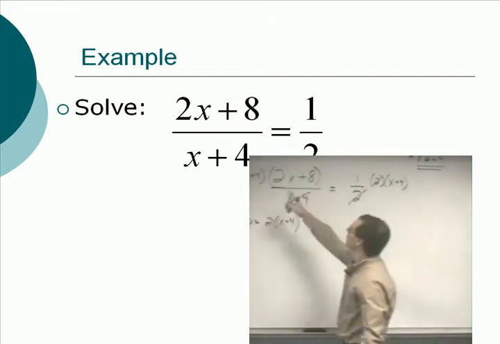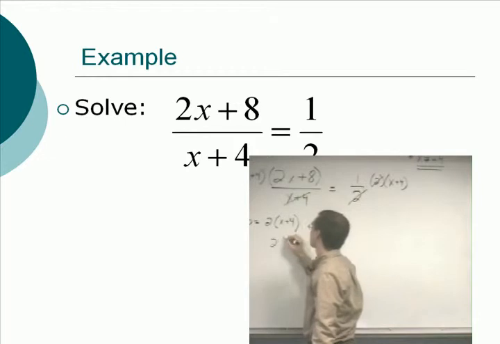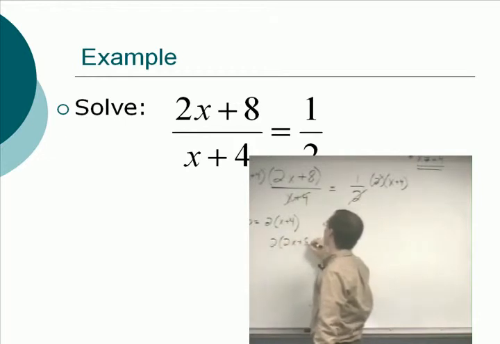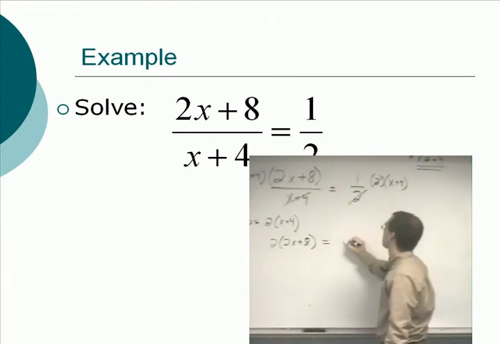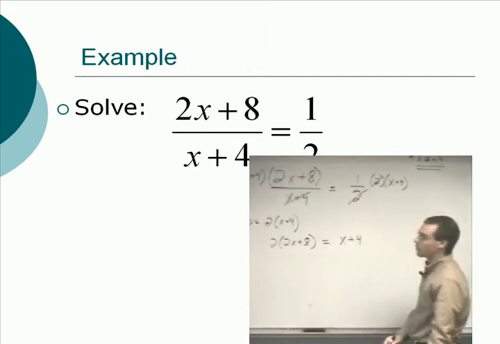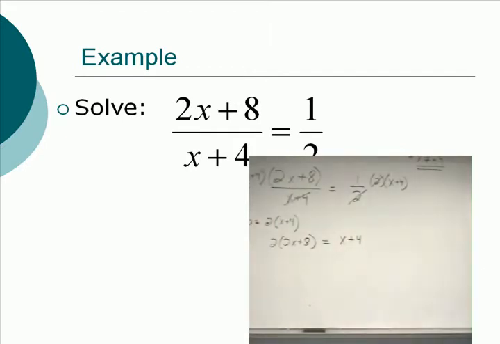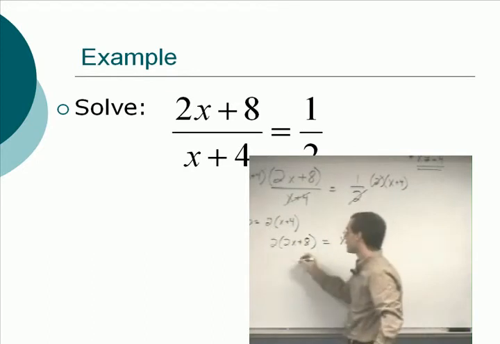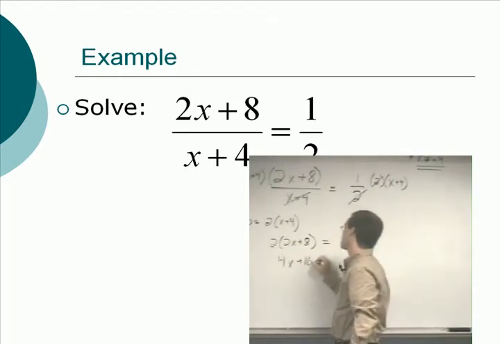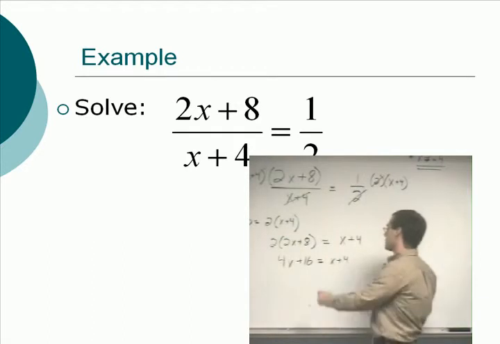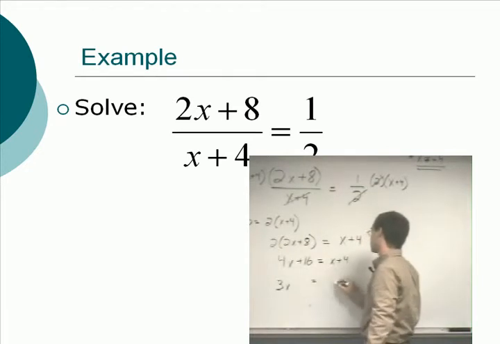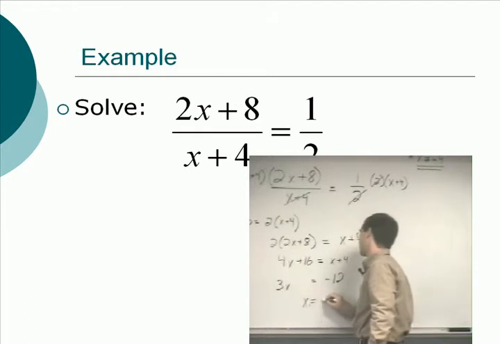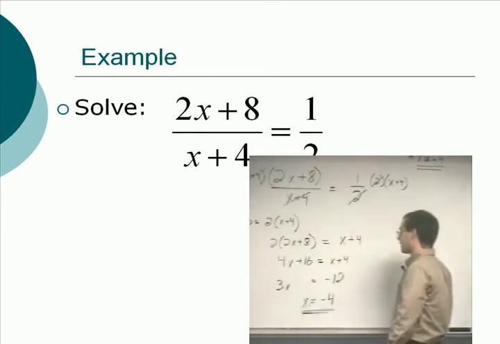Our new equation becomes 2 times 2x plus 8 equals x plus 4. Well, that's not a bad equation to solve. So if we solve that, we get 4x plus 16 equals x plus 4. So subtract x, we get 3x. Subtract 16, we get negative 12. And apparently x equals, oh no, negative 4.